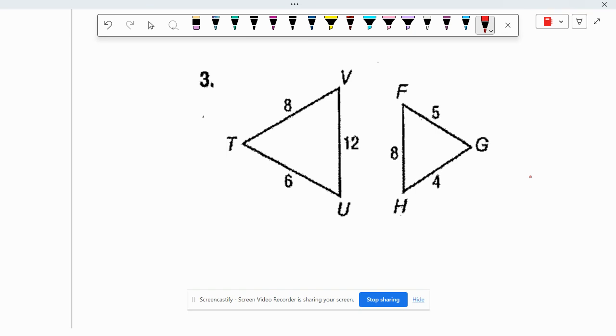Question number 3. What sides correspond to each other? What sides correspond? What are the corresponding sides? How can we set up a proportion to prove that those are similar to each other?